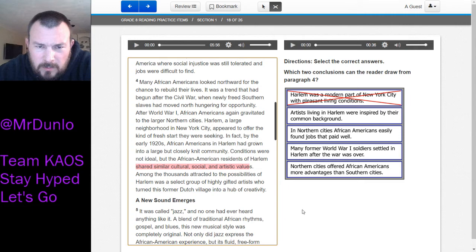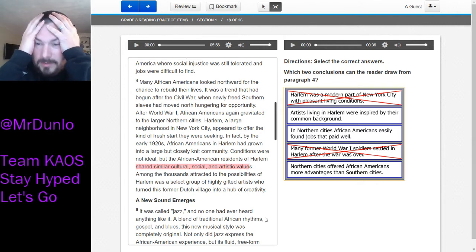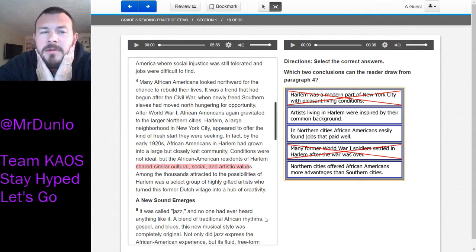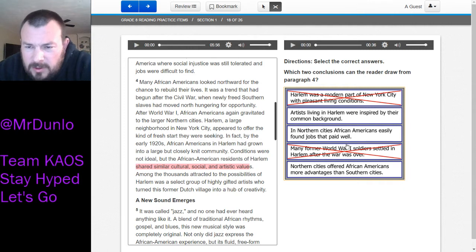Many former World War I soldiers, it doesn't say anything about soldiers settling there. It says just people in general went there after a war. Northern cities offer African Americans more advantages than southern cities. That sounds very similar to this one, except this one says the word easily. So I like that one and that one. Yeah, those are right. Cool.